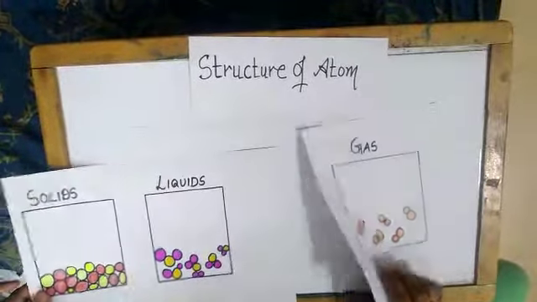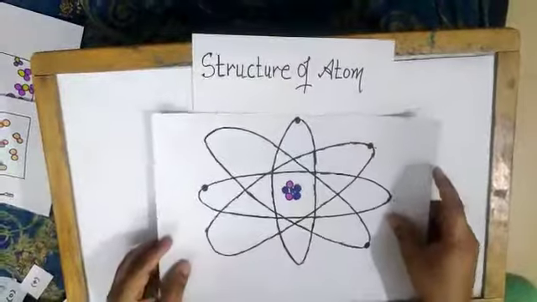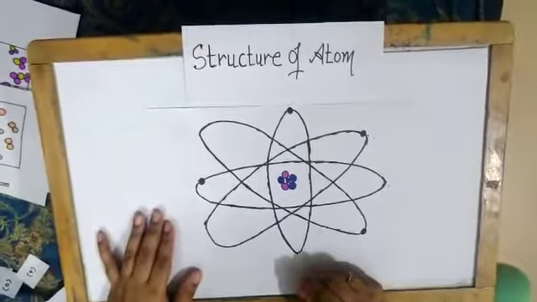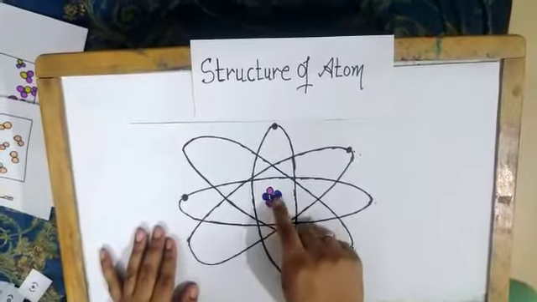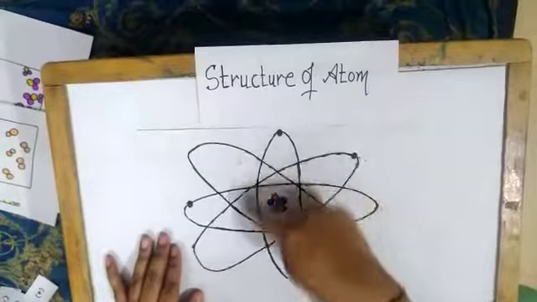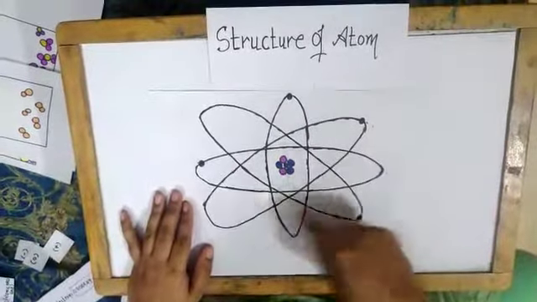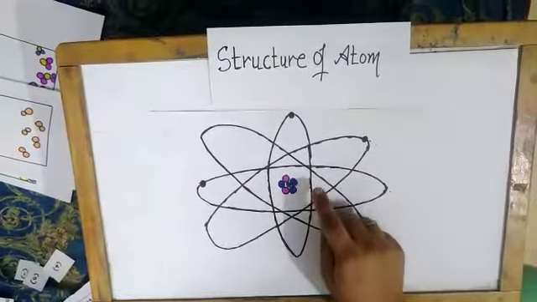For that, let us talk about the structure. How does the atom look? This is the structure of atom. You must be seeing that I have drawn certain small particles inside, and then these spiral structures. This is representing basically the orbits. Now what is inside this atom?